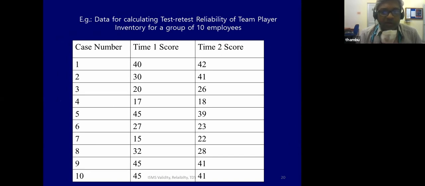So in this table, the first column is the subjects. There are 10 subjects, and you have a score at time 1 and a score at time 2. And the assumption is that the score should not change between the 2 times. You can see that for the first person, the score was 40 and 42, not bad. The second person, it was 30 and 41, not so good. And so on and so forth. So now we want to know how we can calculate a kappa for this test and retest reliability.